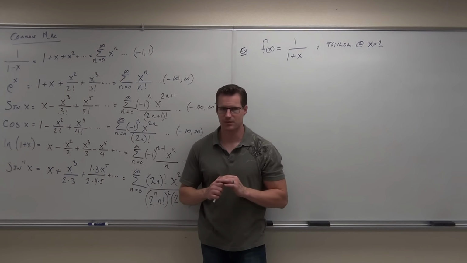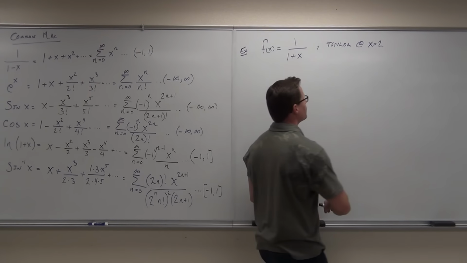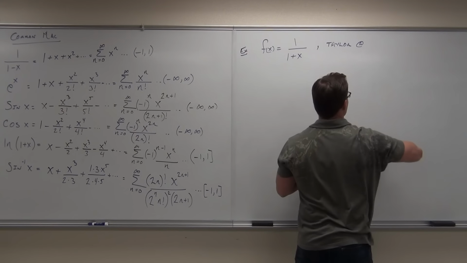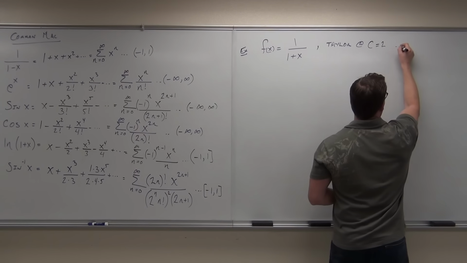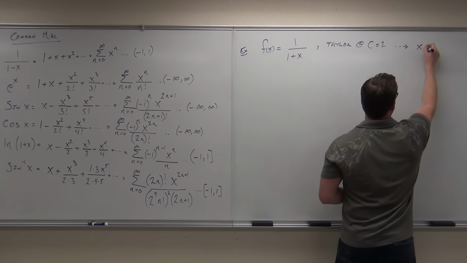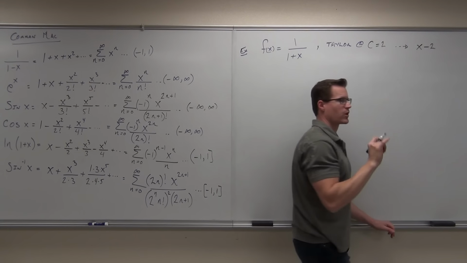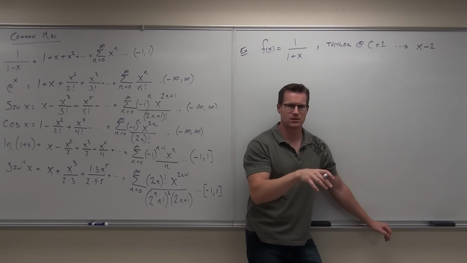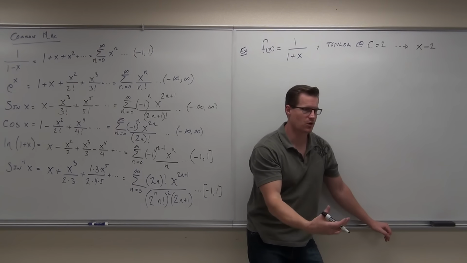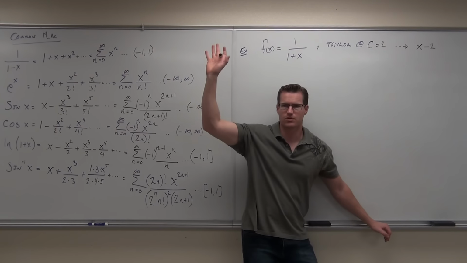I can tell by the blank looks on your faces that you're like, what are we talking about? If you're going to have c equals 2, then you're going to have x minus 2 somewhere in your Taylor series. Do you remember your Taylor series says x minus c? You're going to have x minus 2 here if your c is equal to 2. Show of hands if you feel okay with that one.